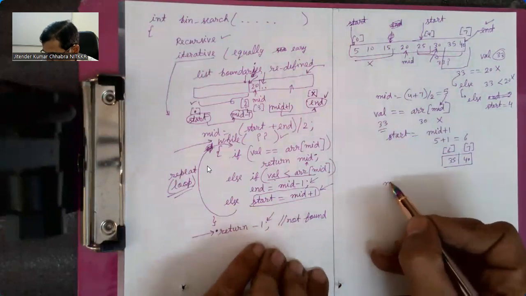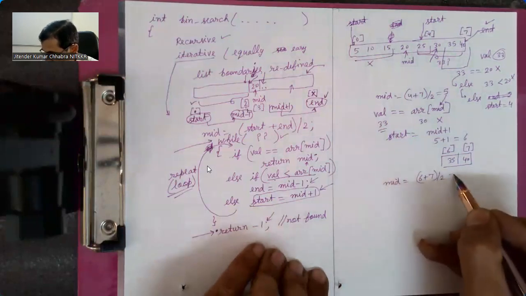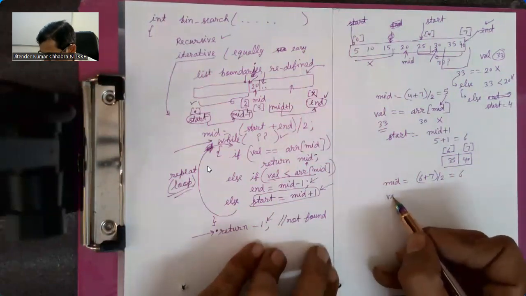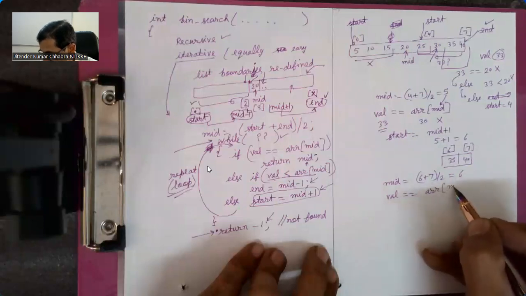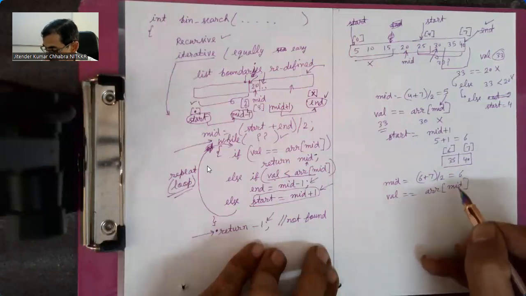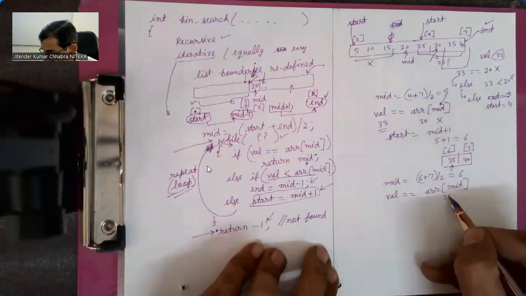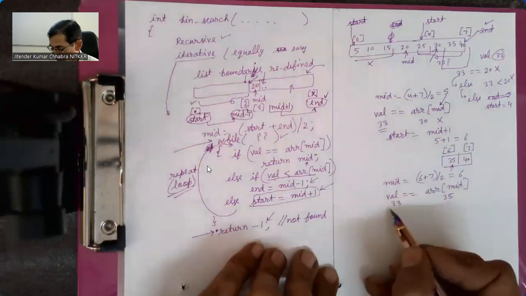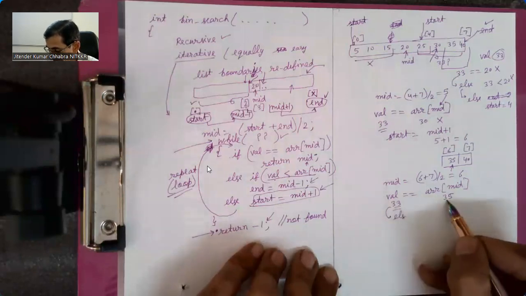Again, now mid is to be calculated: (6 + 7) / 2. That becomes 6. So now I will compare val equal to array[mid]. Array[6] is 35, and I am searching for 33. Is 33 equal to 35? No, else. 33 is less than 35.